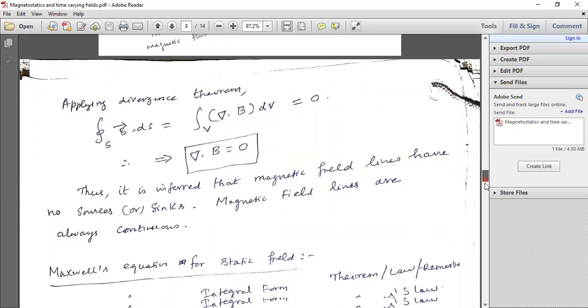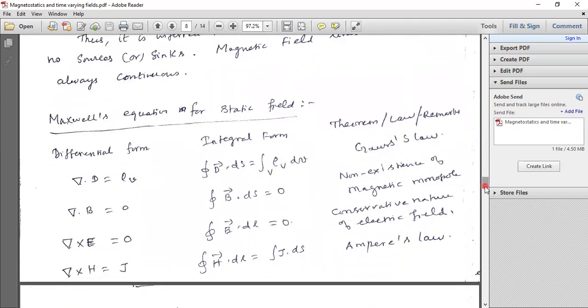Now we are going to summarize Maxwell's equations for static fields. These are the differential form equations. In the case of electrostatics, we have del dot D equal to rho V, derived from Gauss law. Del dot B equal to 0 is derived from Gauss law for magnetic field. Del cross E equal to 0 because the E field is conservative; it is derived from the closed integral of E dot dl, that is Kirchhoff's voltage law. And del cross H equal to J is nothing but Ampere's law.